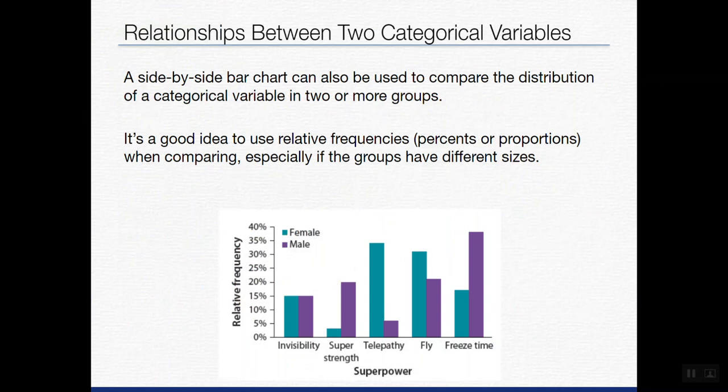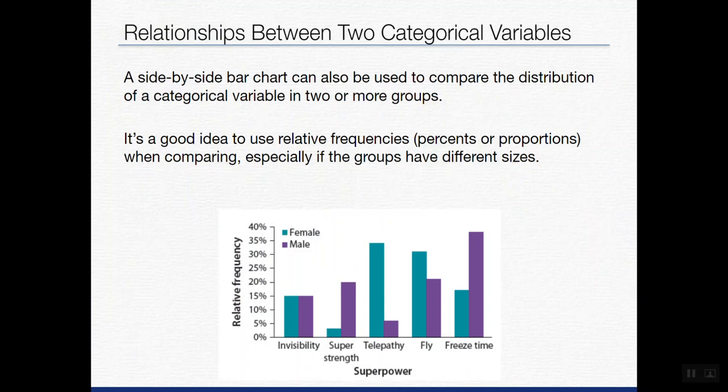Here, we don't know anything about the number of males or females surveyed, but we do know that those values have been converted to percentages to present this graph. When you are looking for a relationship between categorical variables, you are looking to see if knowing one value, so for example, knowing somebody's gender, helps you predict what superpower they would prefer.